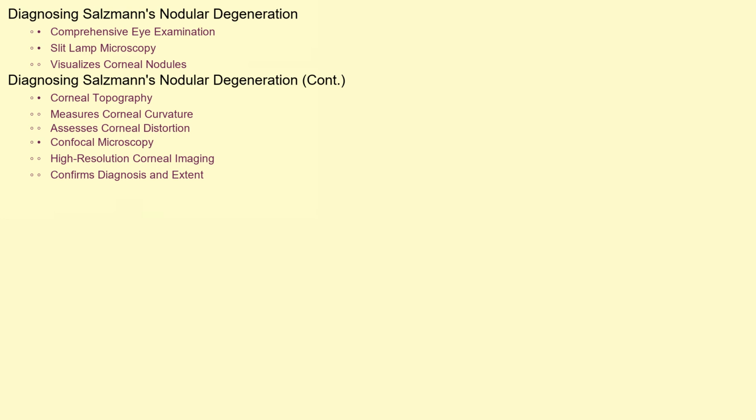Diagnosing Salzmann's nodular degeneration typically involves a comprehensive eye examination by an ophthalmologist. Using a slit-lamp microscope, the doctor can clearly visualize the characteristic nodules on the cornea. Corneal topography, a mapping technique that measures the curvature of the cornea, can be helpful in assessing the degree of corneal distortion. In some cases, confocal microscopy, which provides a high-resolution image of the cornea's layers, may be used to confirm the diagnosis and assess the extent of the disease.